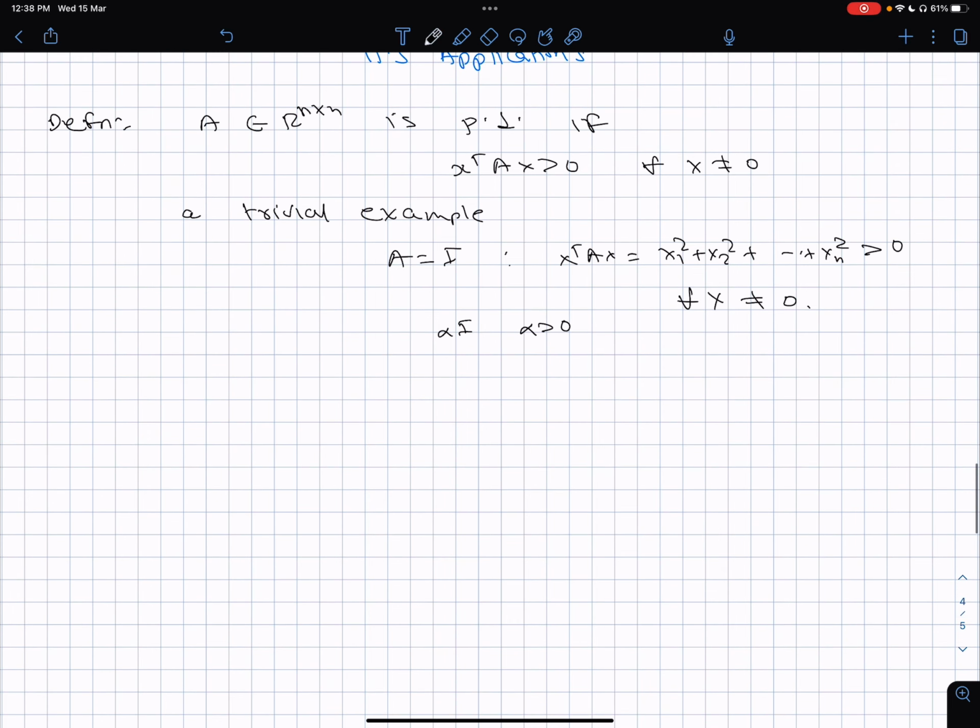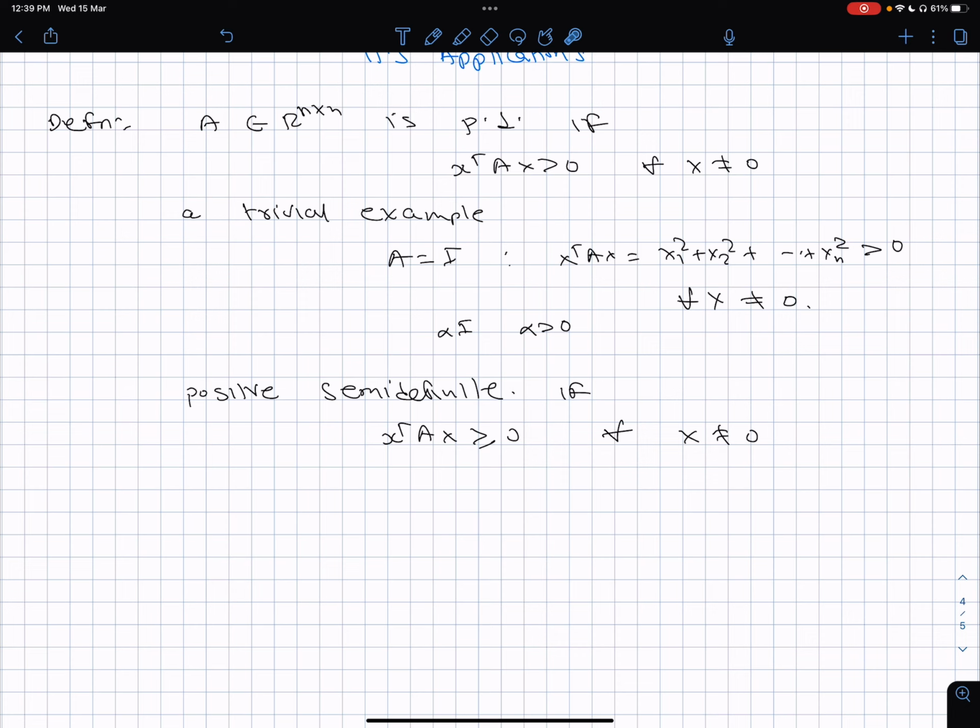Now, a matrix is said to be positive semi-definite if x transpose Ax is greater than or equal to 0 for all x not equal to 0. Remember, if x is 0, x transpose Ax will always be 0, so we have to always emphasize this fact that x is not equal to 0.